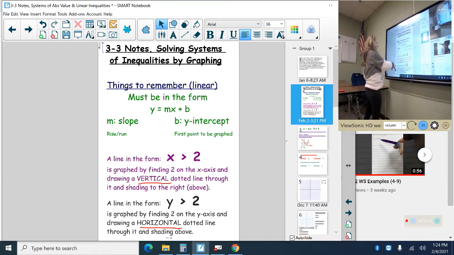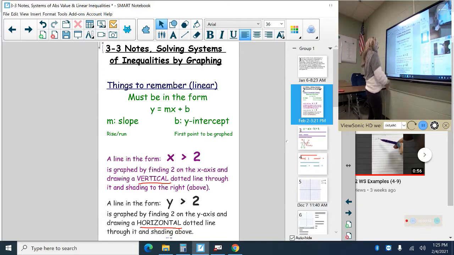Then let's talk about when you have lines like x is greater than or x is less than, that look like this. Just remember, a line like this is a vertical line, okay, that is dotted because it's greater than, where the shading is to the right or above. If you think about the x-axis, the large numbers are on the right, so if it's greater than, it's going to be on the right, okay?